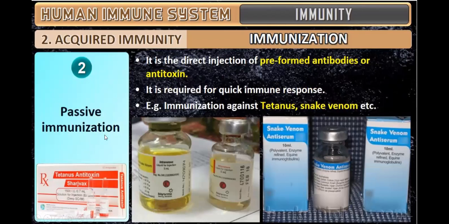Now, passive immunization. What happens here? It is the direct injection of preformed antibodies or antitoxin. It is required for quick immune response. Example, immunization against tetanus, snake venom. These are passive immunization.